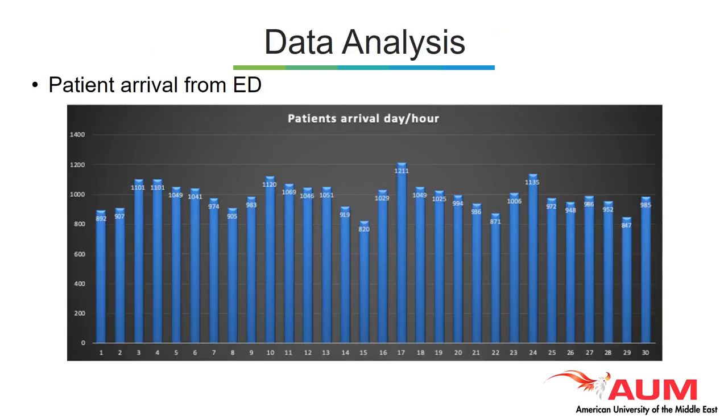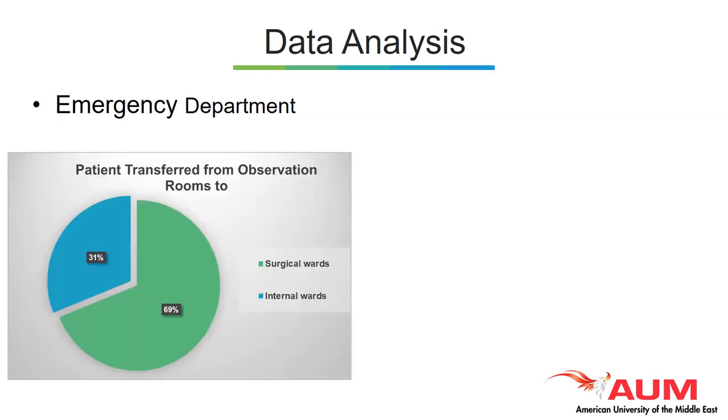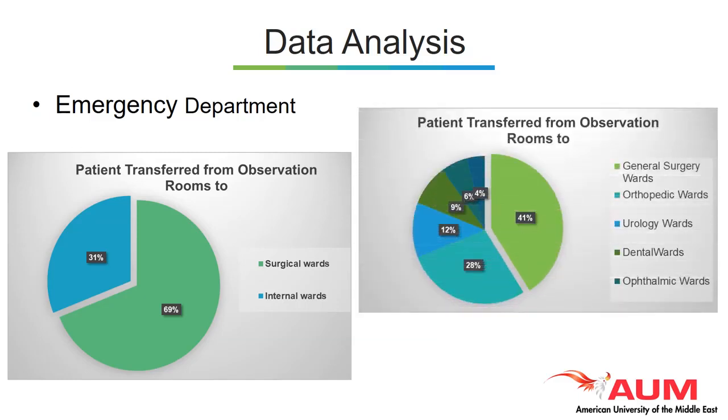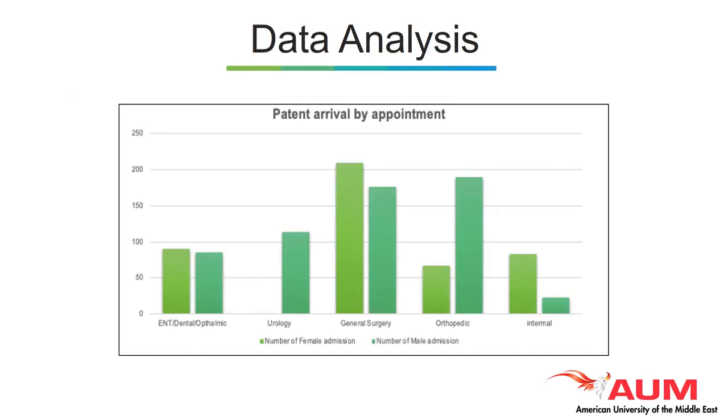From this graph, you can see the number of arriving patients in the emergency department for 1 month. From the bar chart, we understand that most patients are transferred from the emergency department to the surgical ward, especially the general surgery ward. However, for patients that come by appointment, most of them go to the general surgery ward as well.